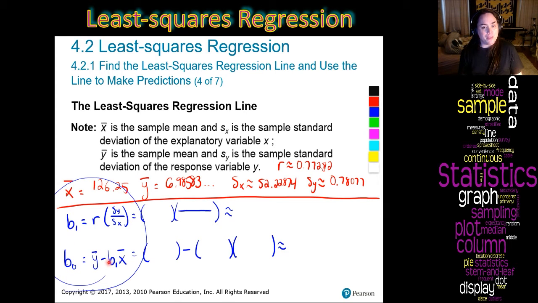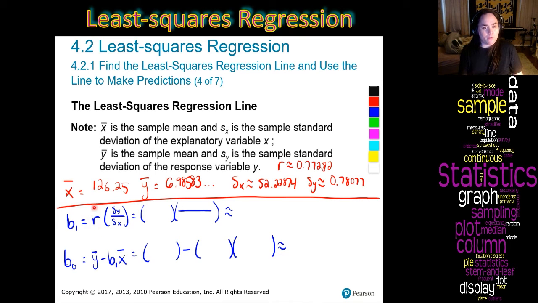So I don't know what that value is yet. Once I do, I'll substitute y bar and x bar. Those are the sample means, the means of the x column and the y column from the table. And let's go ahead and calculate this and see what we get.